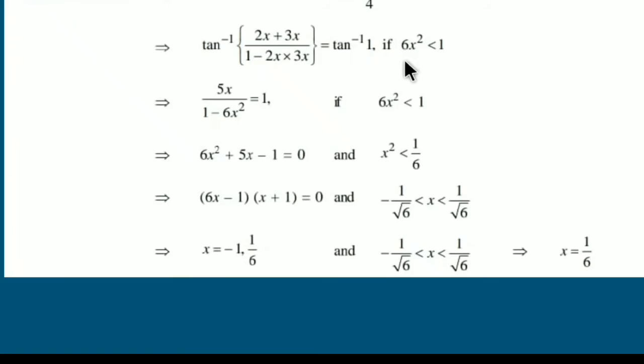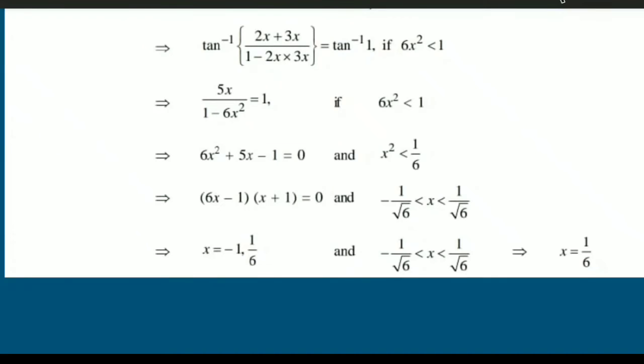As you know, multiplying 2x and 3x gives 6x square, which is less than 1. No problem, you can simply add it: 5x upon 1 minus 6x square equals 1. After solving that, this is the condition: 6x square is less than 1. The condition should be there, then only we can simply apply the formula tan inverse x plus tan inverse y. So solving this, x square is less than 1 by 6.